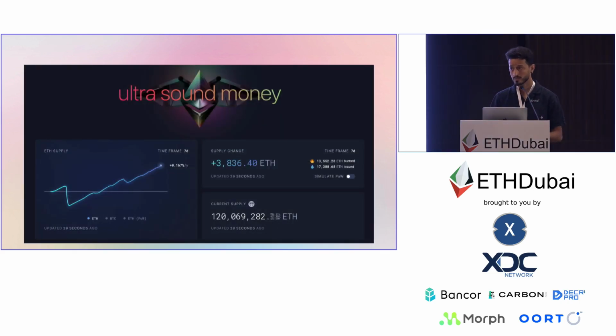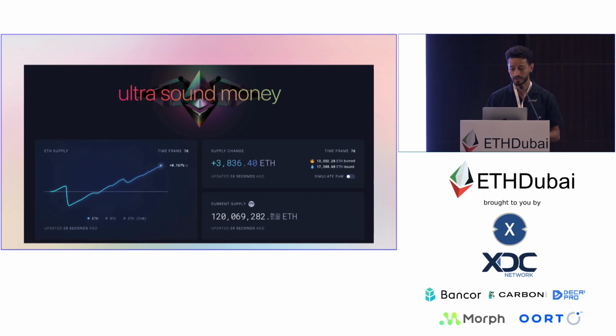So we have this plugin implemented. I hope this can power websites like Ultrasound Money. Ultrasound Money, like Etherscan, is also showing you the total supply of Ether and how it changes over time. And it shows the different parts of basically how much was issued, how much was burned.